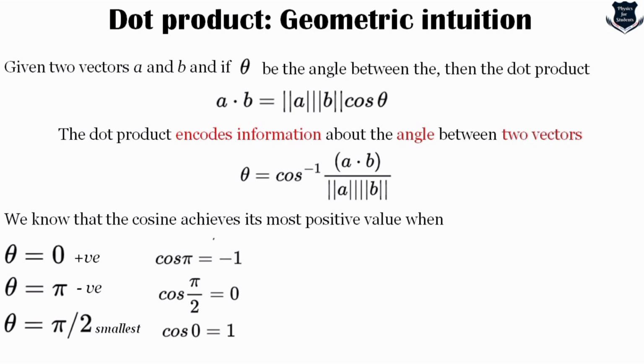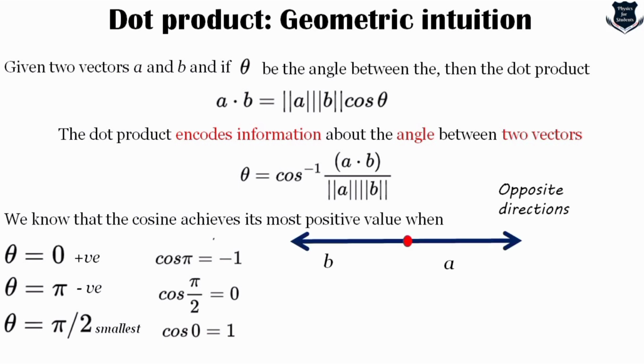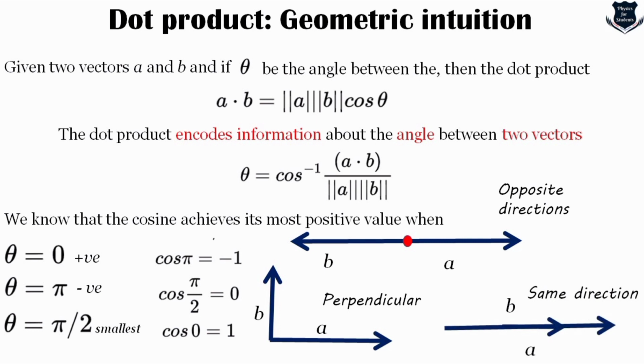But can we plot those values geometrically in order to get the angles? That would make it easier to understand the geometric intuition, right? So let us see if we can do that. This one has opposite directions, this is another which is perpendicular, and this one has the same direction. So when A and B are going in exactly opposite directions, the first one with the red dot, the dot product will be as negative as possible.